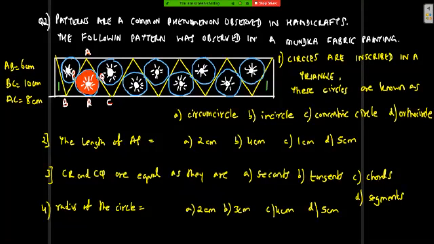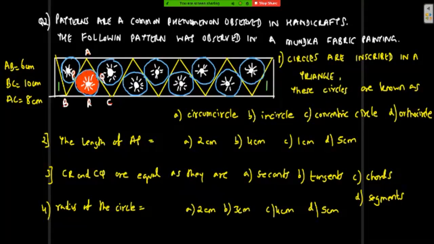Patterns are a common phenomenon observed in handicraft. The following pattern was observed in Munka fabric painting. So, you know, you are doing a lot of art integration these days, and a lot of fabrics and handlooms you are seeing, right? So this is a question based on painting. Now look at the painting. The painting consists of triangles, and you have circles which are touching the 3 sides of the triangle.